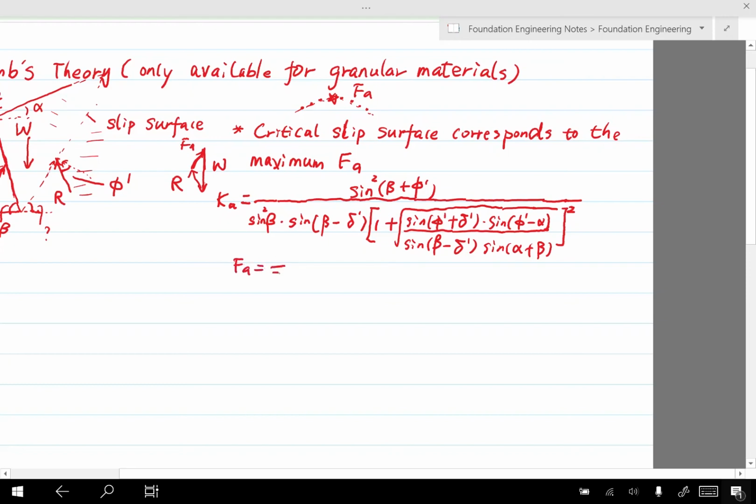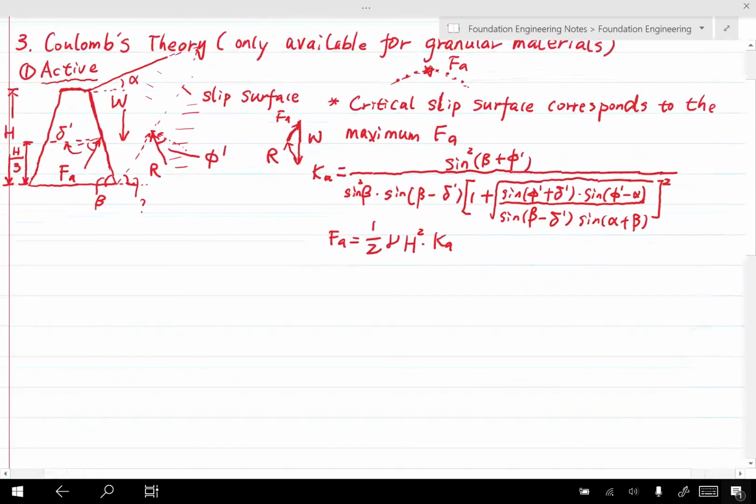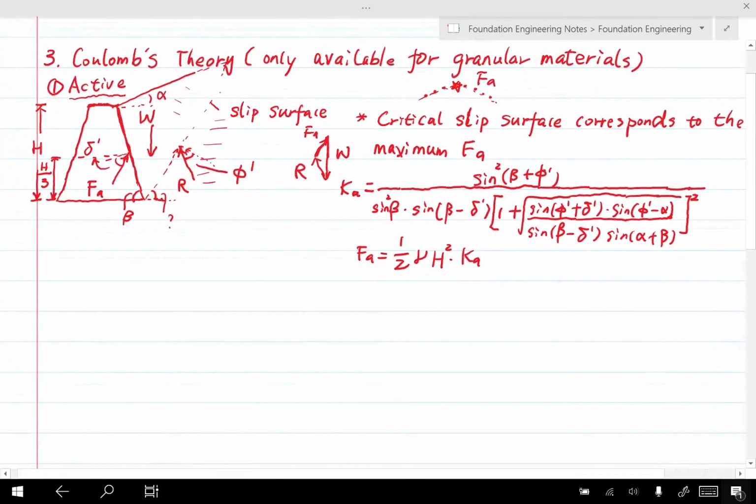FA is obtained using this very simple equation for a phi material. For a c-phi material, it's going to be more complicated. We're going to have another term for c. This is for active earth pressure. And we get the K sub A like this.